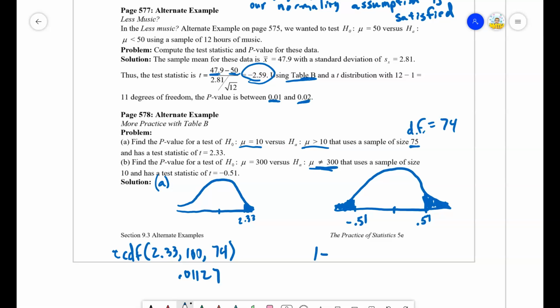So the easiest way to get this one would be just subtract the area that's not shaded. So I'm going to do 1 minus TCDF from negative 0.51 to positive 0.51, and I'm going to use my degrees of freedom. The sample size was 10, so I have 9 degrees of freedom. And we get a pretty large p-value, 0.622. So clearly we wouldn't reject the null hypothesis there. We don't have significant evidence that the mean does not equal 300. And in the first one, it would depend on our significance level.